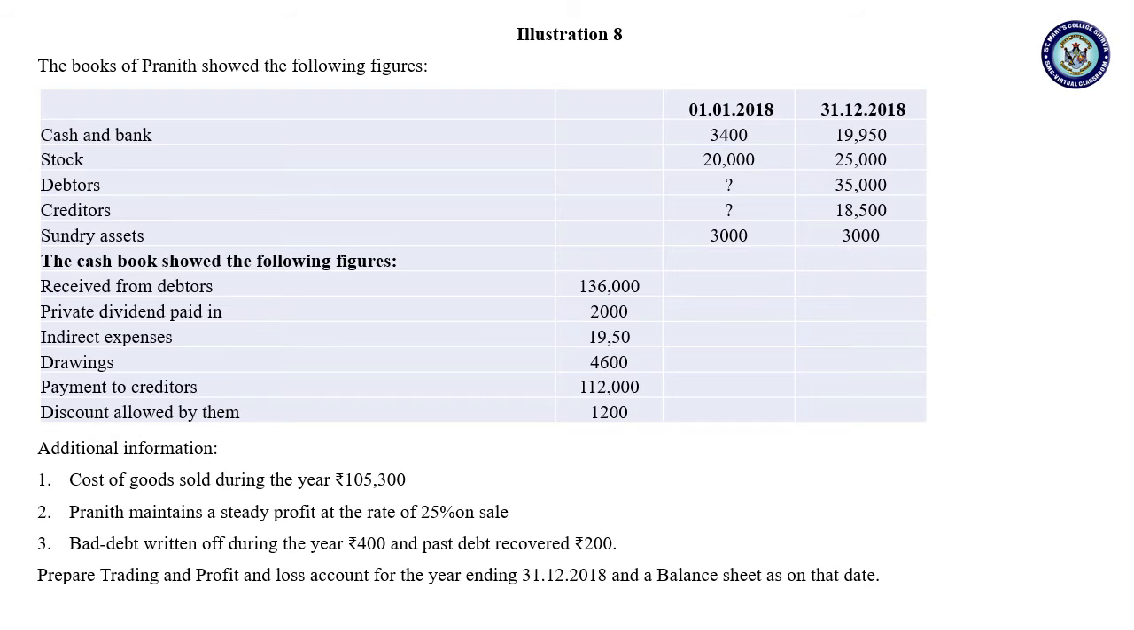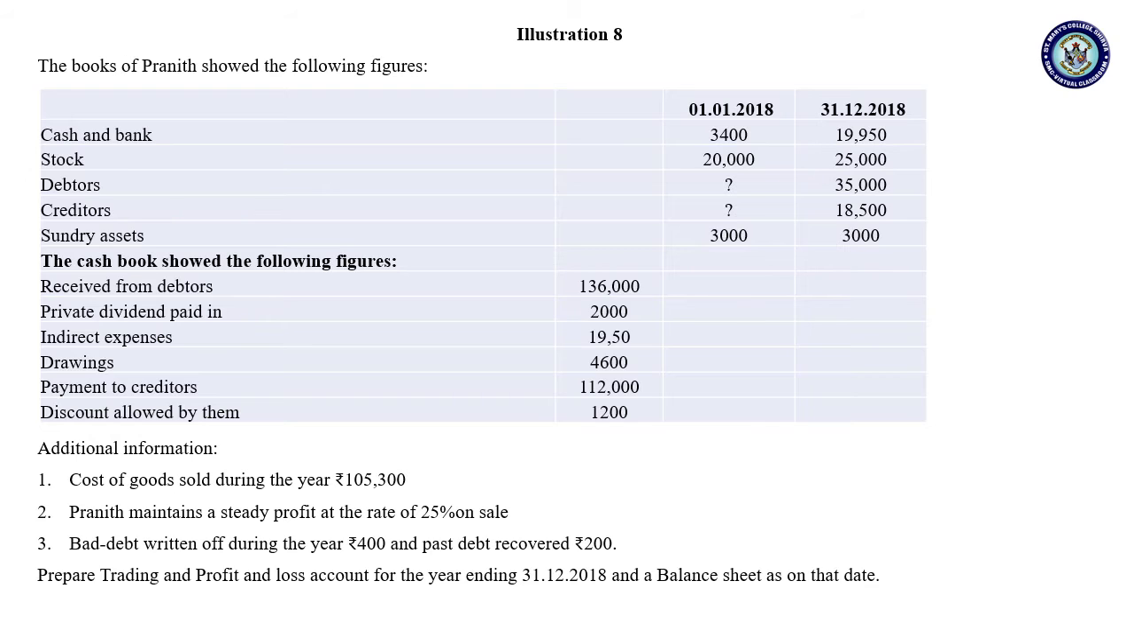But here it is private dividend paid in, so it is nothing but investment. That is nothing but introducing the capital, so it is treated as capital. So the journal entry is cash account debit to capital account. Next, indirect expenses. Now for indirect expenses, what is the journal entry?